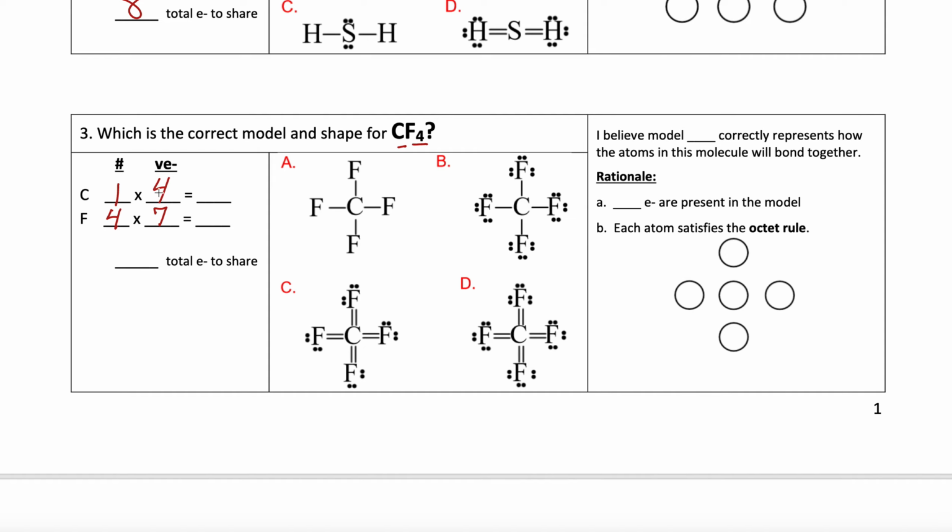And let's do the little math. There's only 1 carbon, and it's got 4. 1 times 4 is 4. Each fluorine has 7, and there's 4 of them. 4 times 7 is 28. Add them up to get the grand total, and you get 32. This is the highest number that you're ever going to get. If you get more than 32 with the examples that we do in this class, you're doing something wrong.